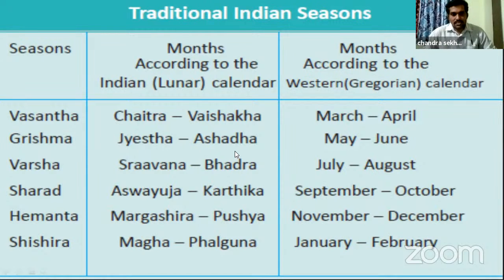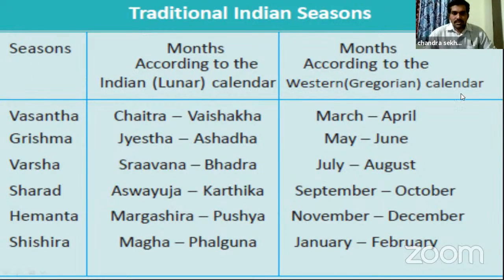Jyeshta and Ashada, Shravana and Bhadrapada, Ashvija and Kartika Masam. Now we are experiencing Kartika Masam. Margashira and Pushya, Magha and Phalguna. So we have 12 months in the Indian calendar, and six seasons according to the Indian calendar.